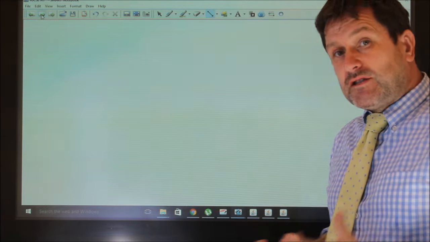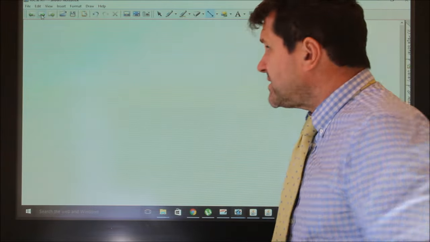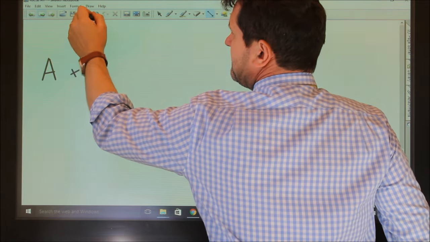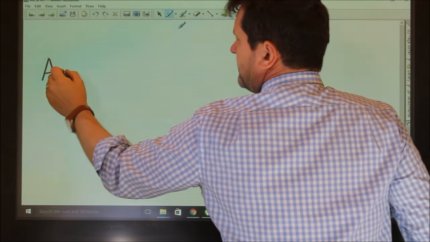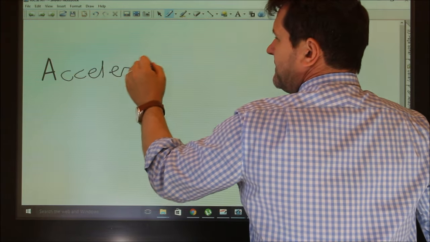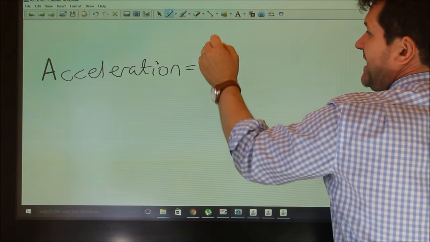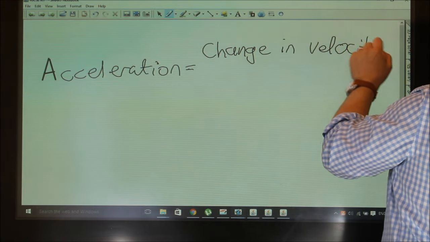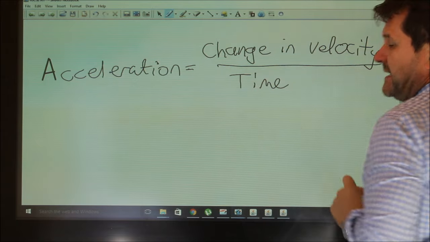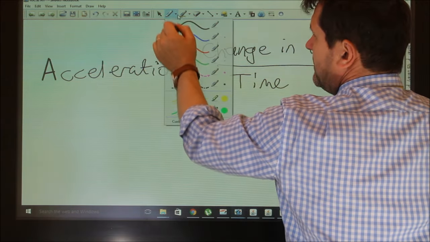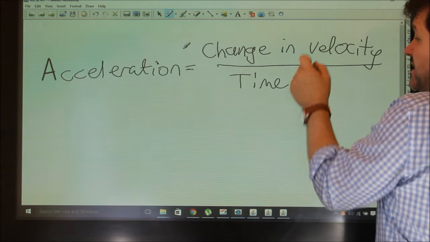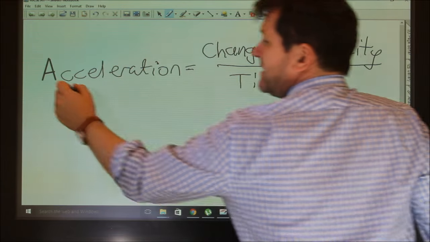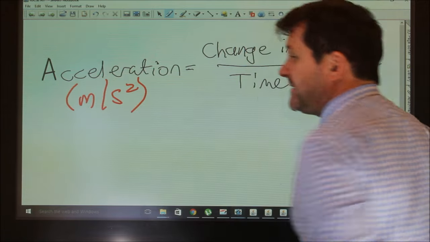Now, those are very straightforward, but the next type aren't so straightforward. So before we do the next one, it's really important we remember acceleration. Acceleration equals change in velocity or speed divided by time taken. If we remember, velocity is measured in meters per second, time is measured in seconds, so the unit of acceleration is meters per second squared.